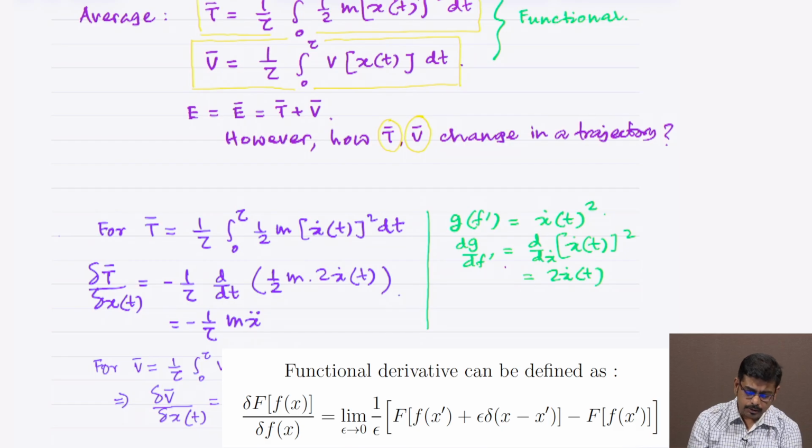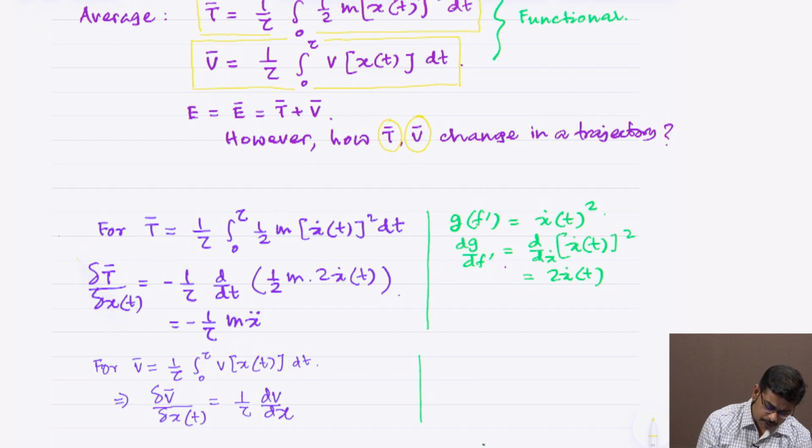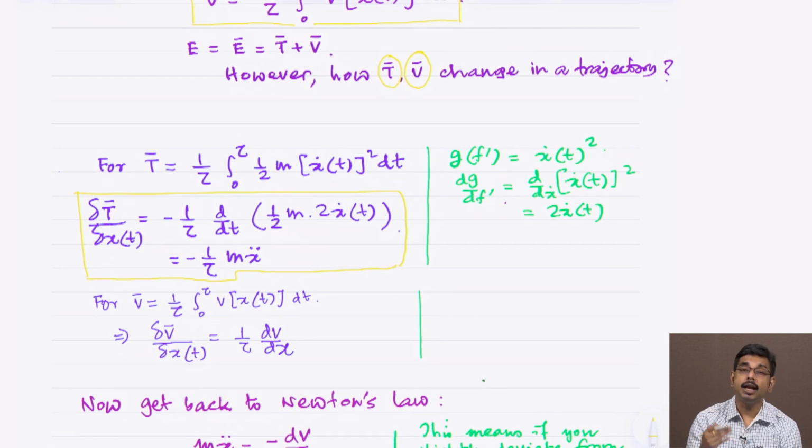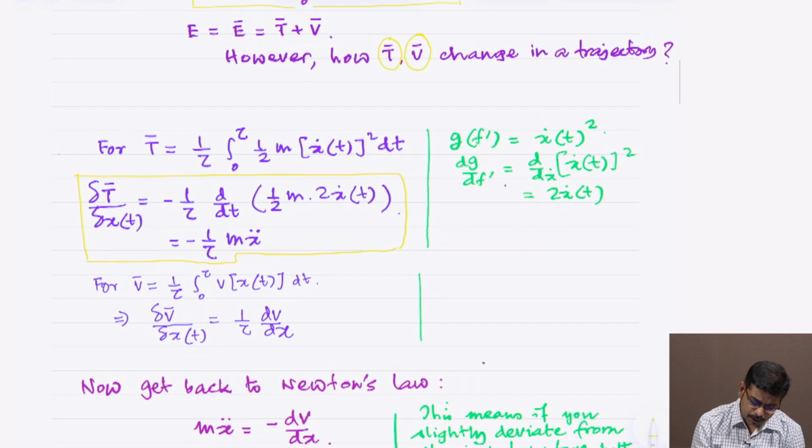Now, if you do calculate this functional derivative, it turns out to be something like minus 1 by tau m x double dot. This is not very difficult, but it requires a bit of attention how you do this exercise. Roughly, if you take d/dt, this is going to be half of m 2 x dot t, and once you apply the d/dt on top of that, it is going to give you m x double dot. Similarly, if we take the functional derivative of v bar, the average potential energy, del v bar by del x t, that will turn out to be 1 by tau dV/dx.